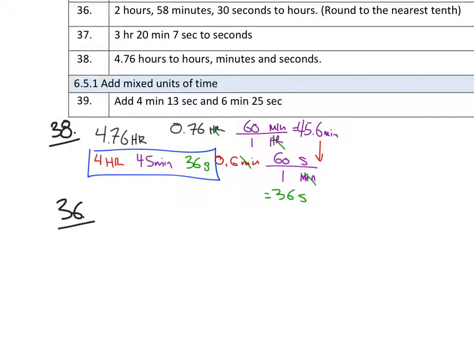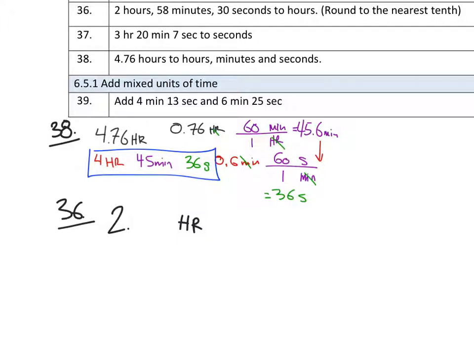Alright, so I'm going to do 36 just below here. And we got 2 hours, 58 minutes, 30 seconds. It says round this to the nearest tenth. That's good. It's kind of like what we did on 38, but now backwards. We do have 2 hours, definitely, so it should be 2 point something hours. And we'll figure out what that is. We'll just round it to the nearest tenth.